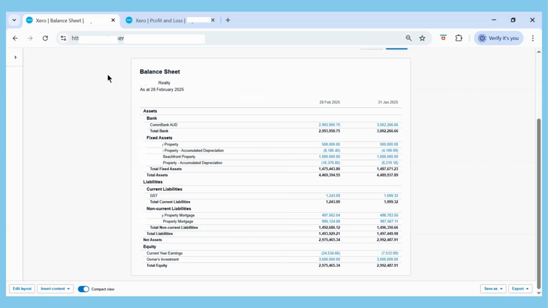Zero is the accounting software used by the company. This reports for the months of January to February 2025. The company is fairly new. It started operations on the 1st of January.